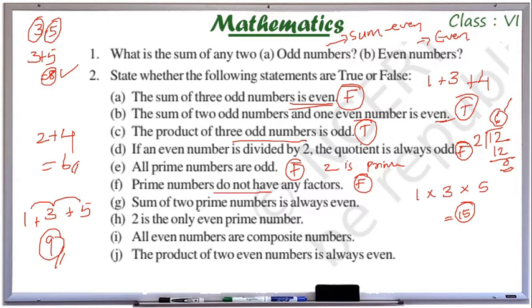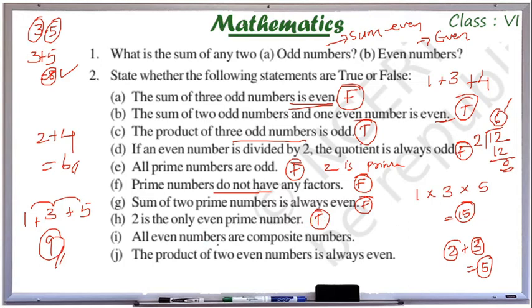Sum of two prime numbers is always even. Let us check. 2 plus 3, both are prime numbers, and the sum is 5, which is odd. So this is also false. 2 is the only even prime number. It is a true statement. We already discussed 2 is the only even prime number.